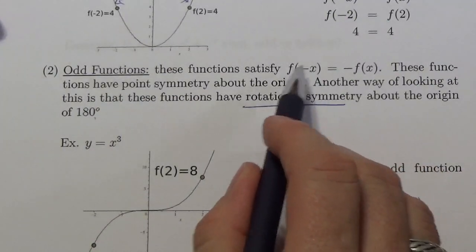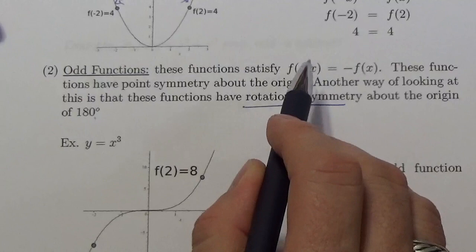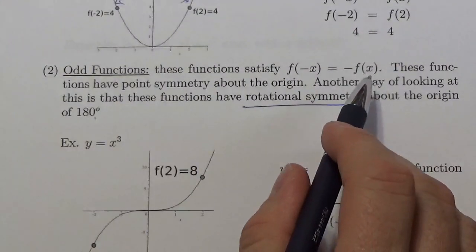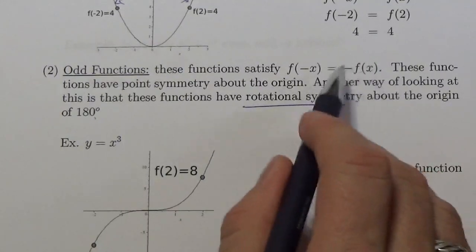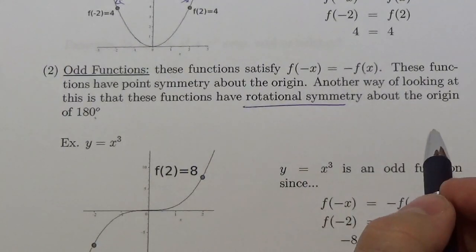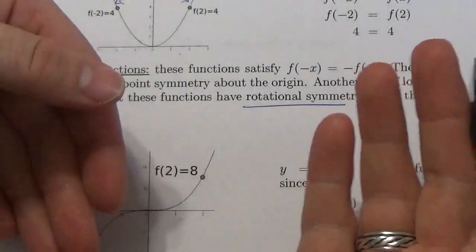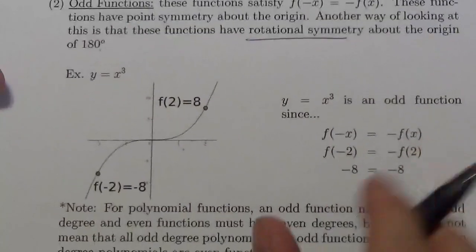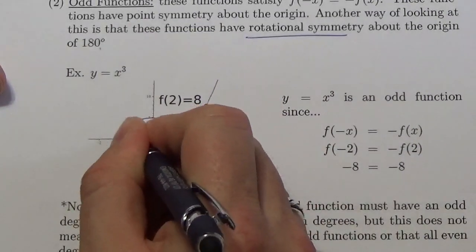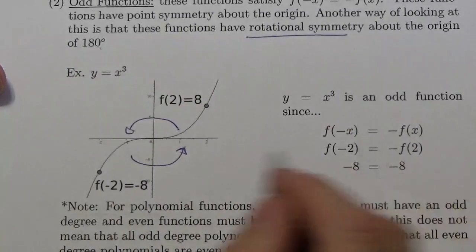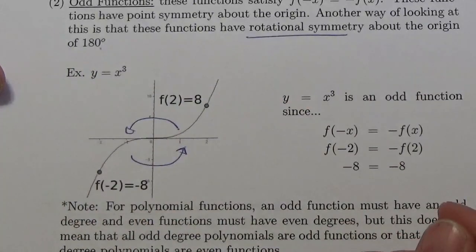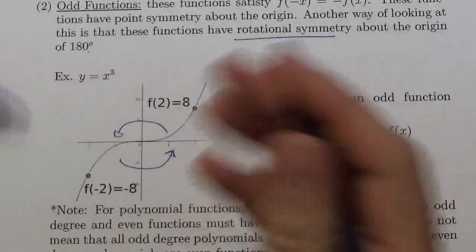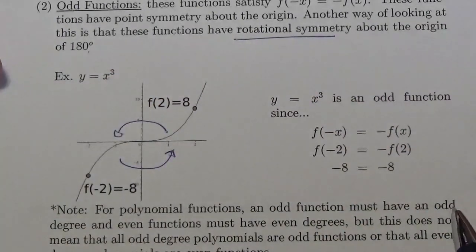Just to see what's going on here, what this means is when you reflect this thing about the y-axis, that's the same as reflecting it over the x-axis when we put the negative in front of the entire function. Those two are the same. So this kind of a flip is equivalent to this kind of a flip. What that boils down to is you can take this function and rotate it 180 degrees about the origin, and it will look exactly like the original function. The best example of this, the easiest example, is y equals x cubed.